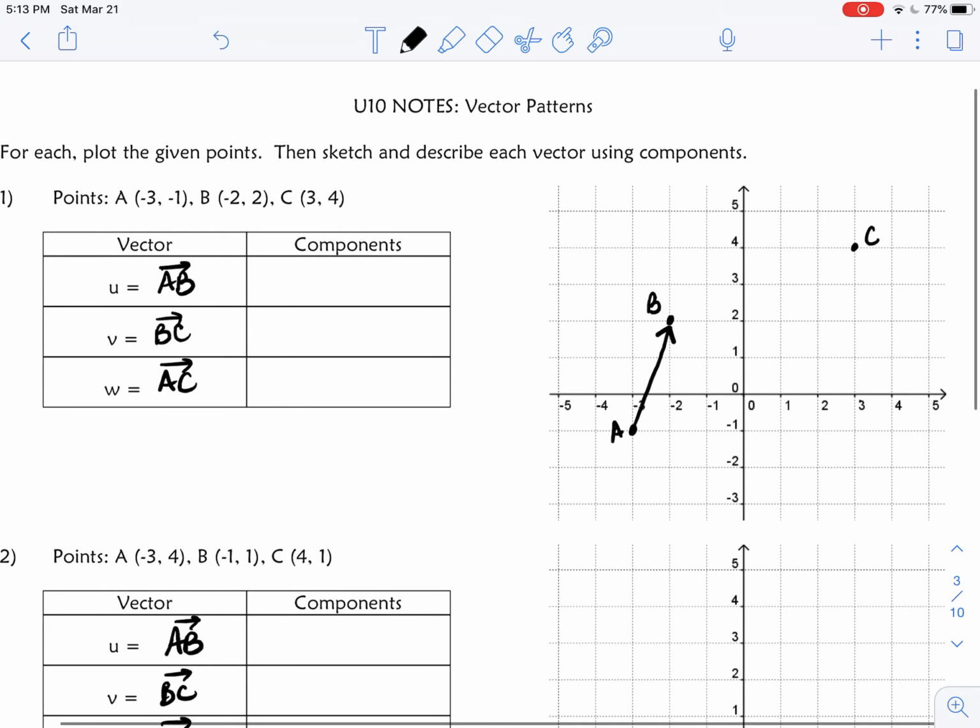All right, vector BC starts with B, moves towards C, and then we have vector AC.